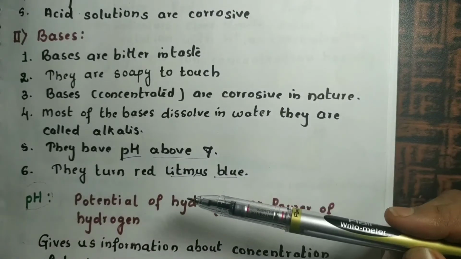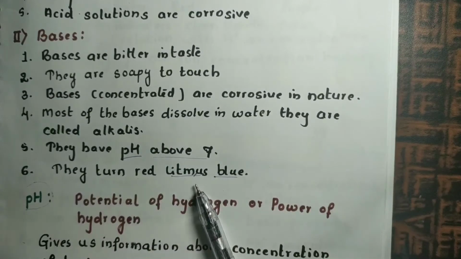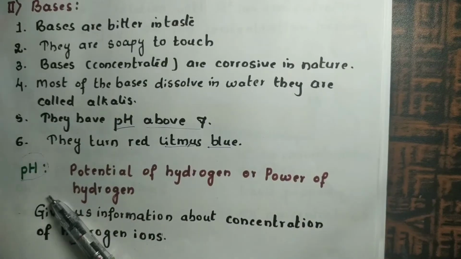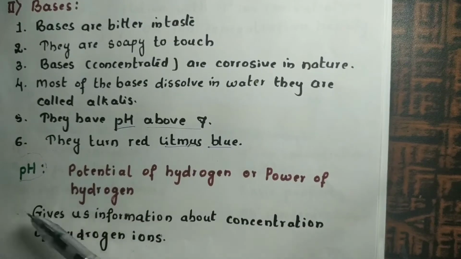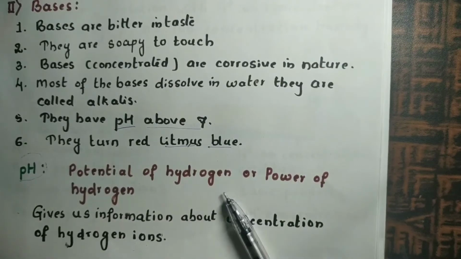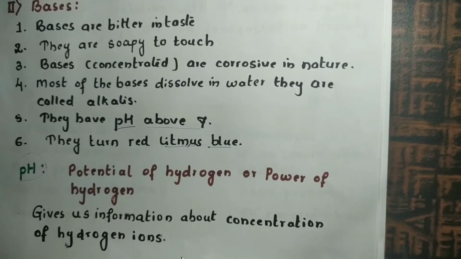While studying physical properties, we came across some words like pH and litmus paper. So let us study what is pH. pH can be expanded as potential of hydrogen or potence of hydrogen. pH always gives us the information about the concentration of hydrogen ions in any solution.